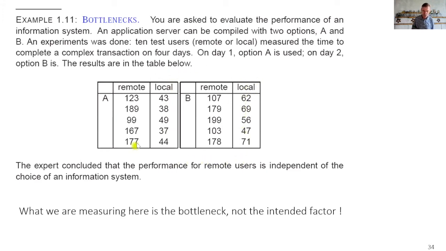And we find those different numbers. And the expert, in that case, concluded that the performance for remote users is independent of the choice of whatever compiler options. And therefore, since most users are remote, and it's only the debuggers and the developers that are local, it doesn't matter. Well, a criticism that we could make of this analysis, well, in fact, there was a bottleneck here. The fact that the performance is very different here shows that the remote access costs a lot. So this is number of transactions, it's not the time. It's not the ping value, it's the figure that is indicating the throughput here. No, sorry, this is the time to complete a complex transaction, sorry.